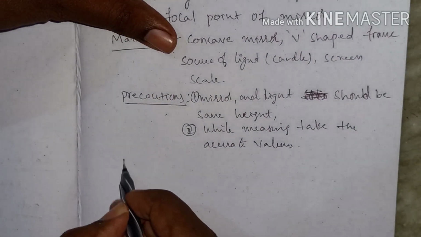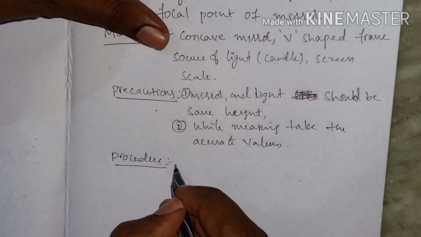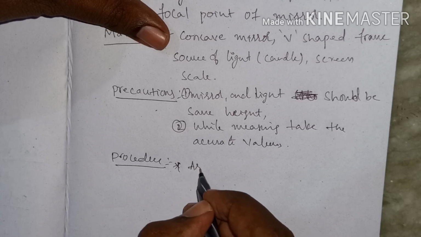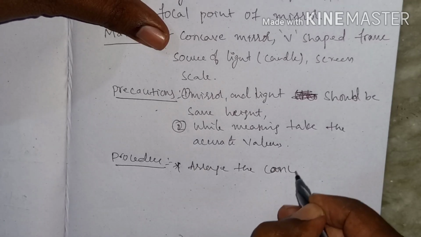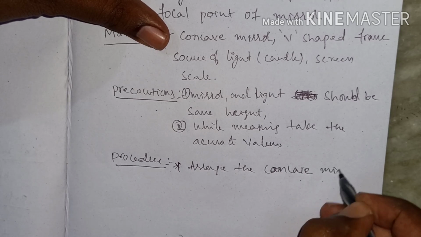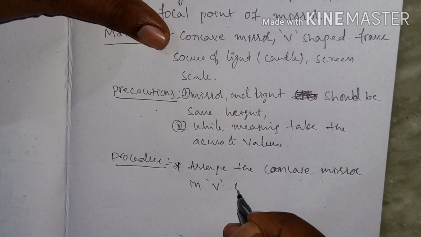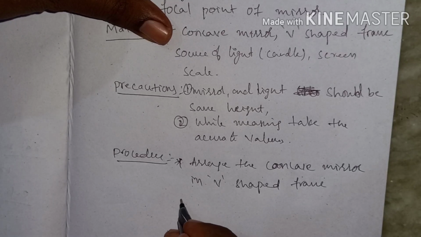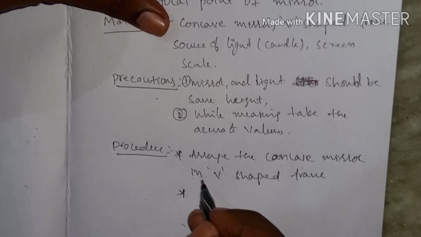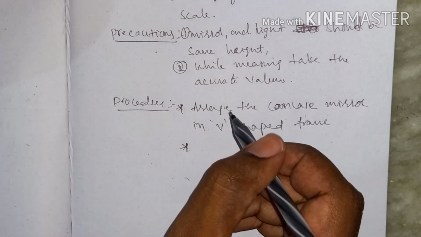Now the procedure. What is the procedure? First one is what? Arrange the concave mirror in the V-shaped frame. Okay, then what is the second one? Arrange the concave mirror in the V-shaped frame.